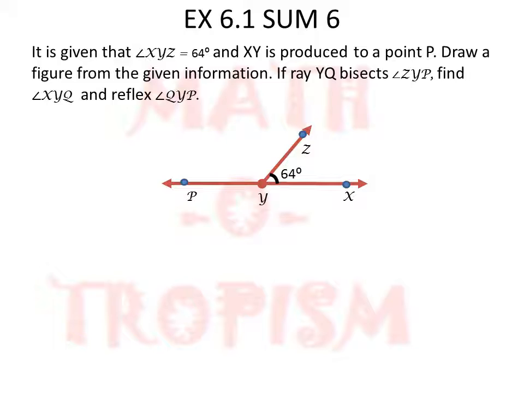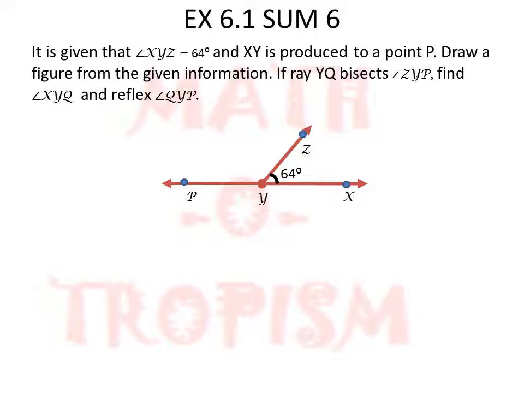Next they have given that ray YQ bisects the angle ZYP. Now what do you mean by ray? It means it is a line which we need to draw with Y as its base and the other end is a non-ending line which we are going to put as Q.